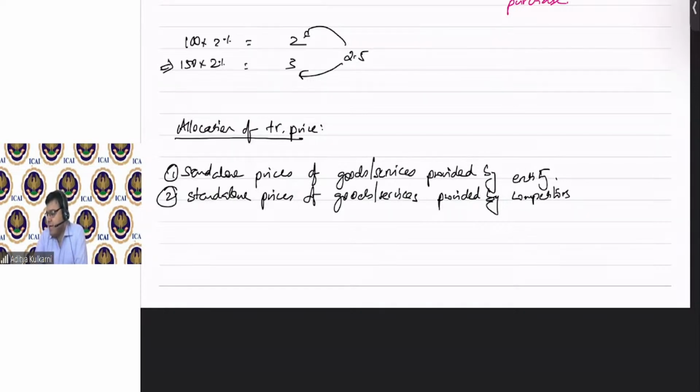Pizza with 500 ml drink, a combo offer, versus pizza provided separately and drink provided separately. How are you going to allocate? Pizza Hut gives the pizza on a standalone basis and the drink on a standalone basis. So just allocate it in that ratio. If you don't do it on a standalone basis, then you can follow the competitor standalone prices.